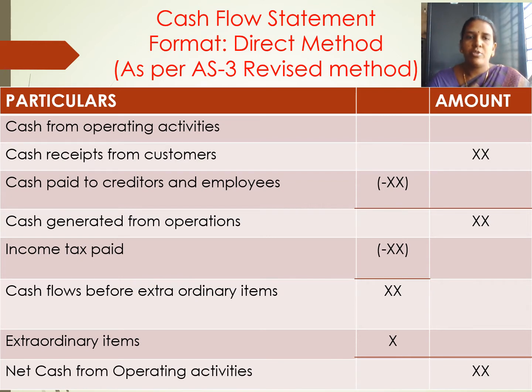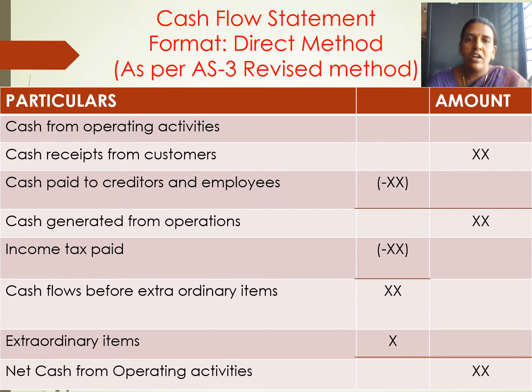To prepare a cash flow statement, you have to make three columns. First one is for particulars, second one is for adjustment, and third one is for amount. And the overall activities of a business organization are classified into three activities: first one is operating activity, second one is investing activity, and last one is financing activity.